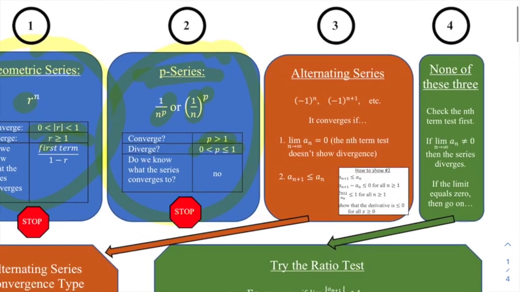There's only one more type of series to look at. It's called an alternating series. It kind of does its own thing, and that'll be the next video.